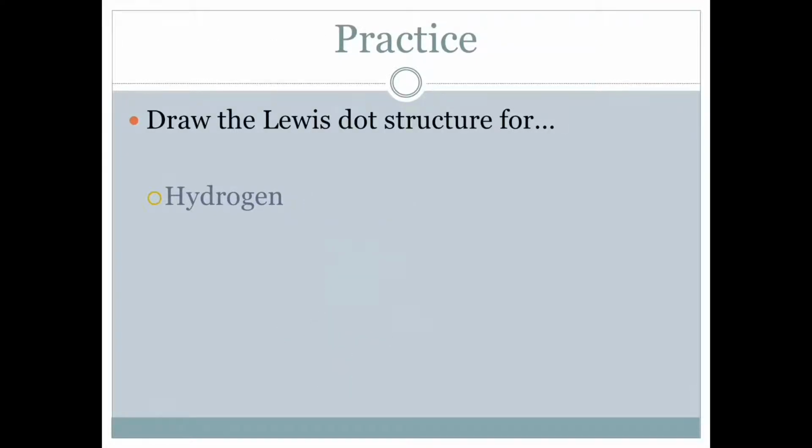What about hydrogen? So I told you that hydrogen is an exception to the octet rule. Hydrogen only needs 2 electrons to be happy and complete its octet. Well, hydrogen's in group 1, so that means it has 1 valence electron. Doesn't have 2, but we're going to draw it like that.